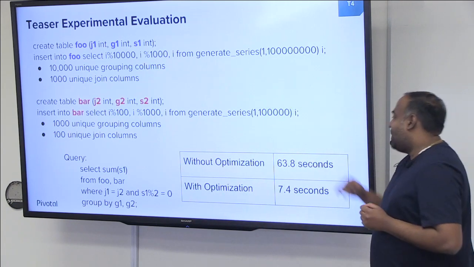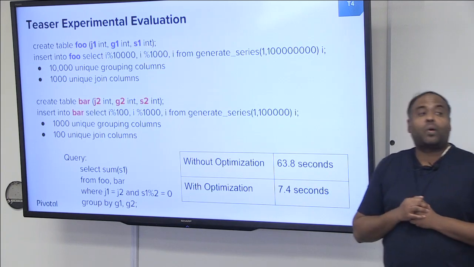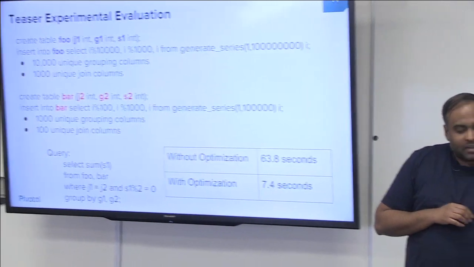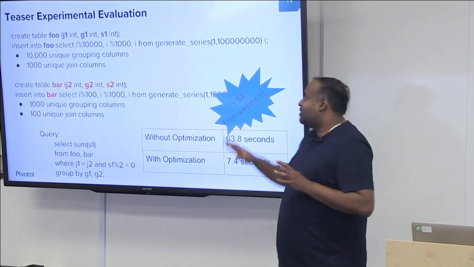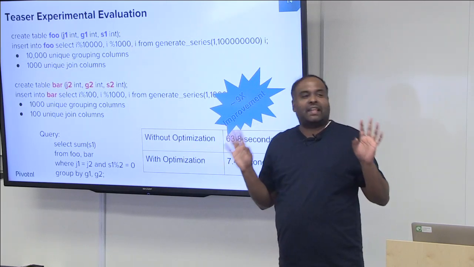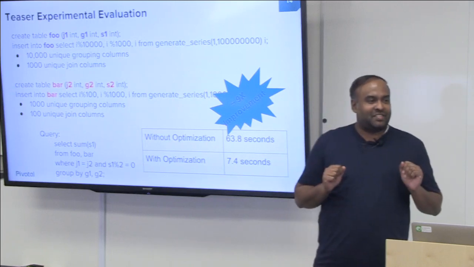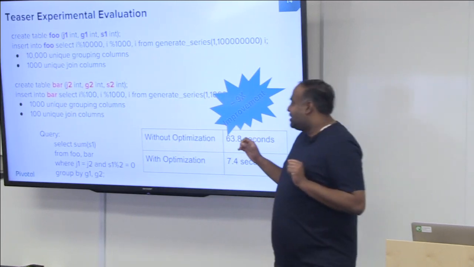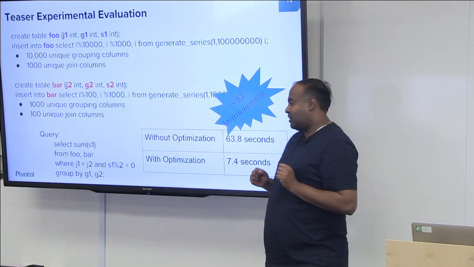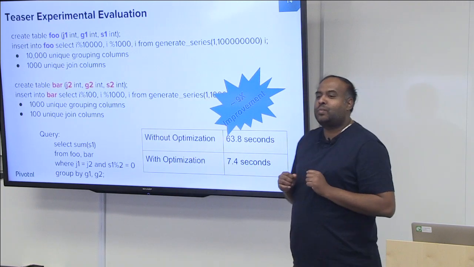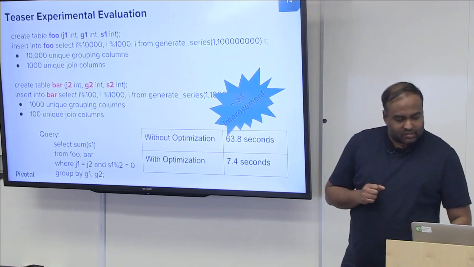So without optimization, it's about 64 seconds, and with optimization, it's 7.4 seconds. That's about 9x improvement. And this is for a small table which is not doing something fancy. If you do min or count, it's even faster, because here it's at least doing sum, which has to maintain state. If you do min, it's even faster. So this is a 9x improvement for a simplistic optimization.